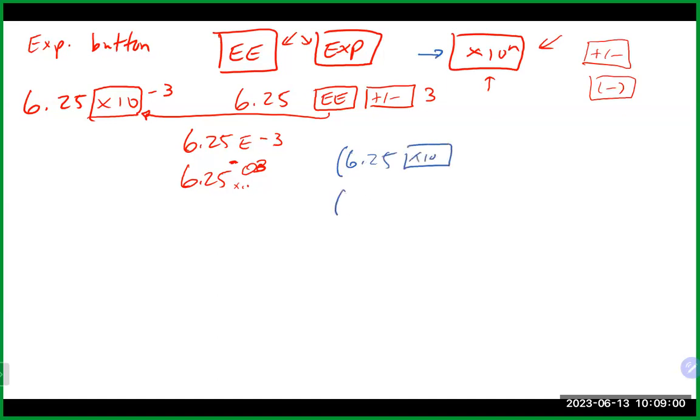And what will happen is on your calculator, it looks something like this. It'll put a times 10, and you'll have a little blinking cursor up there on top. And then you could do the rest of it. You then would hit your negative button and your 3. And when you do that, you will have 6.25 times 10 to the -3. And then you will have a little blinking cursor up there on top next to it.